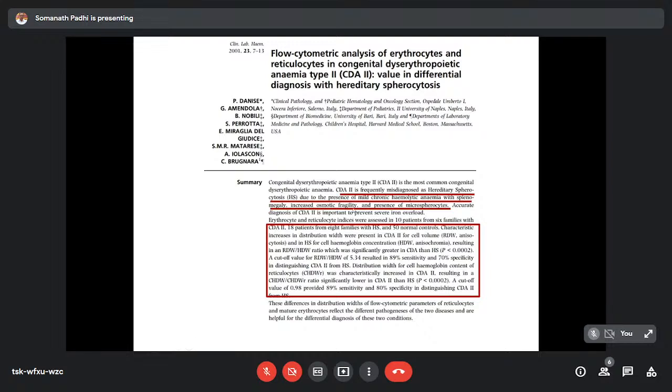The reason was possibly a lot of misdiagnosis, as many cases were misdiagnosed as hereditary spherocytosis. CDA type 2 is frequently misdiagnosed as hereditary spherocytosis due to the presence of mild chronic hemolytic anemia with splenomegaly, increased osmotic fragility, and presence of microspherocytes in the peripheral blood. So all these features make this diagnosis more confusing with hereditary spherocytosis.